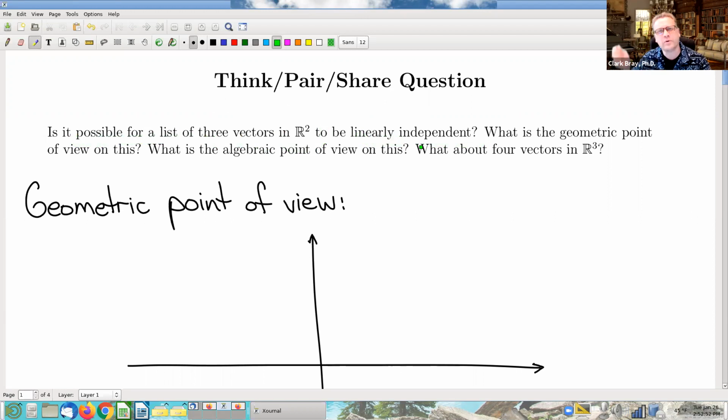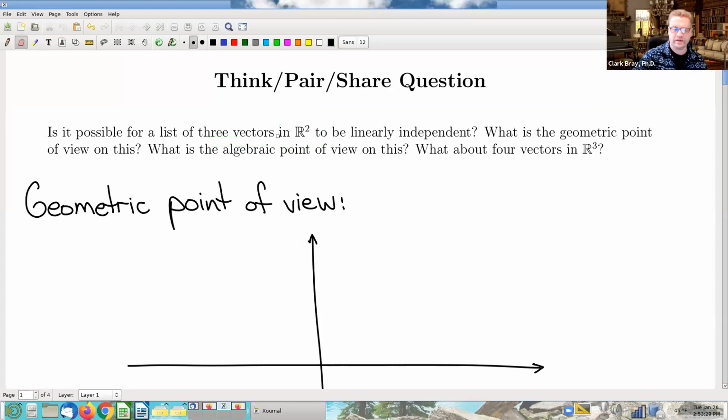I want to take a couple of different points of view on this. On the one hand, there's a geometric point of view. You can think it through in terms of how this might point in that direction, and how you might get linear combinations to add up to zero. Then we're separately going to consider an algebraic point of view on the same question. Then we'll compare and contrast pros and cons of those two perspectives. We'll move on later to what happens if I have four vectors in R3. Okay, so let's start in 2 dimensions, looking at three vectors.